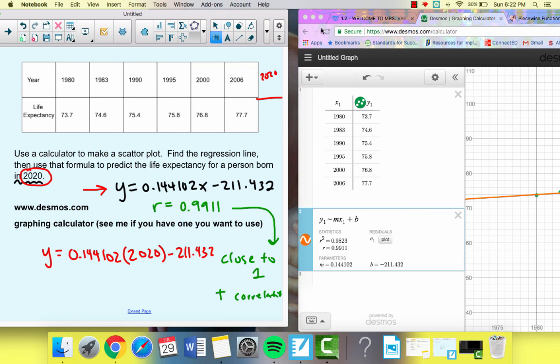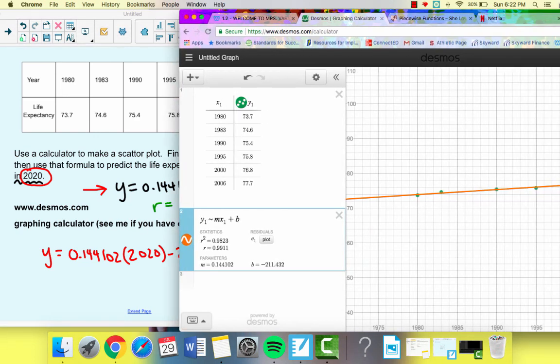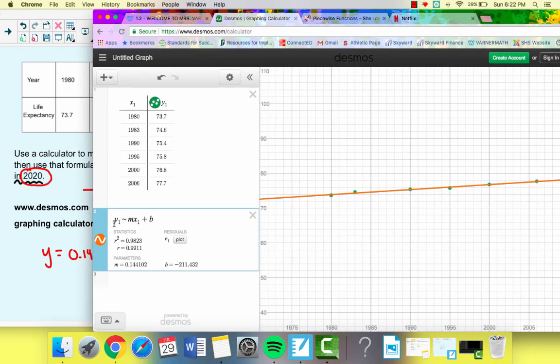All right, so when you plot your data, go to Desmos, type it in, and then remember to type this equation in here. That's going to get you a linear regression line, and then that's going to give you everything you need to know for your equation. So no calculations for you, Desmos does it for you.